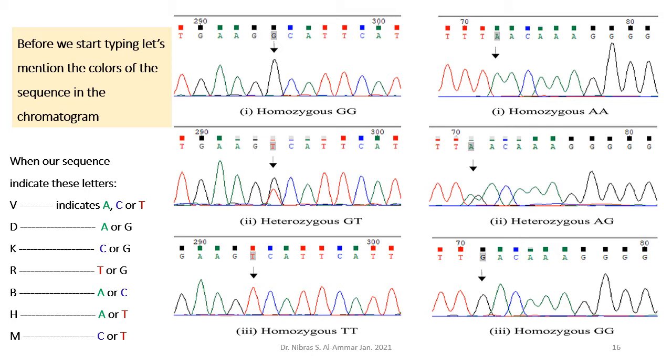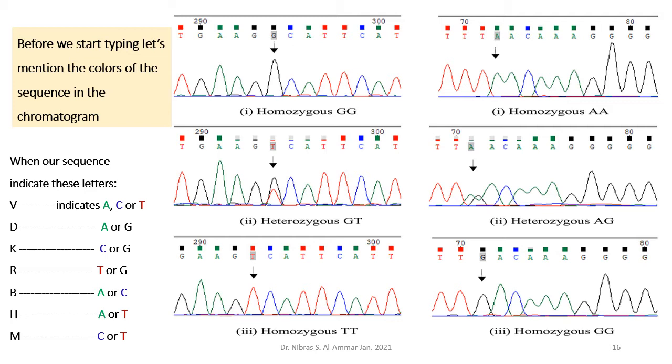And the lower one, the last one, the third row, we have homozygous T, TT, and you can see here, we have 1, 2, 3, 4, 5 T here, and the second homozygous GG. We have nearly 5 peaks of G. That means homozygous GG. This is a normal situation.